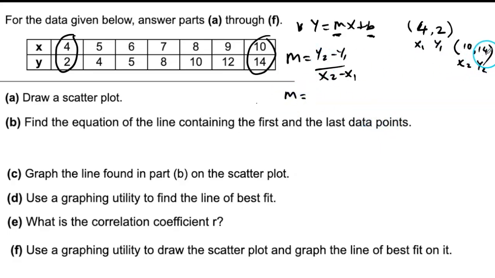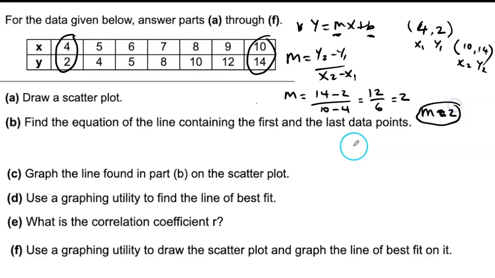y2, 14 minus 2, over x2 minus x1, 10 minus 4. 12 over 6, 2. So my slope is 2. My slope is equal to 2. I gotta find the y-intercept now.